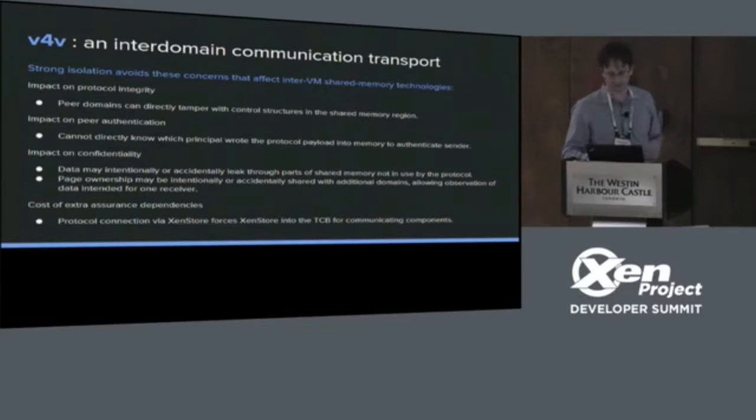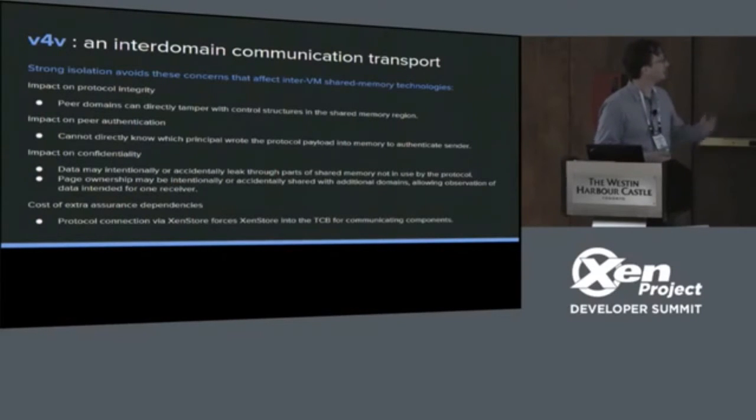This slide is a description of concerns that our community might have with other shared memory technologies that don't apply to V4V. V4V is robust to these concerns. These may not be the concerns of the Xen community, but there are people who care about these things, and it's one of the motivators for V4V as its own protocol.